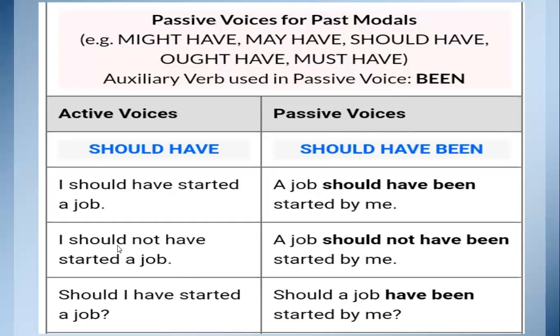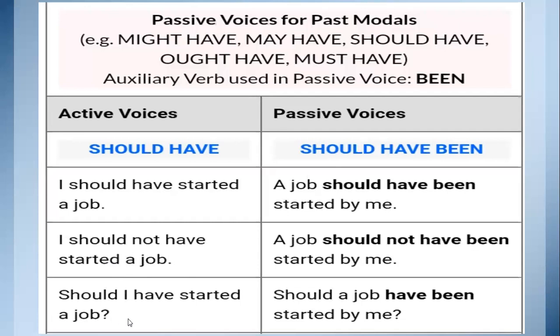I should not have started a job. A job should not have been started by me. Again, should not, and now I have a have been here. Okay, should not have been. Again, the auxiliary verb is been.